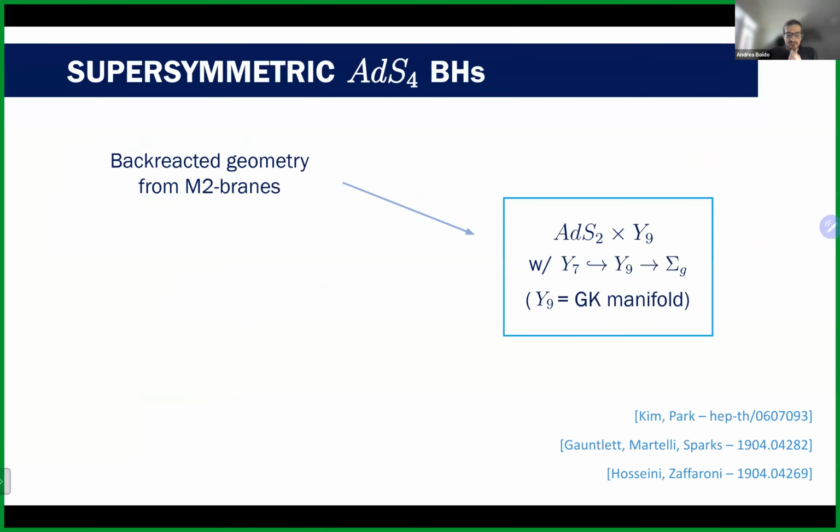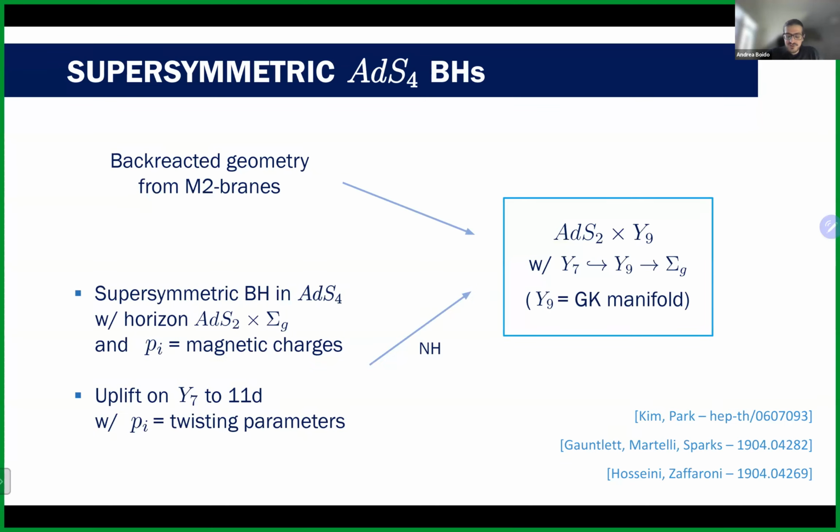All right, as I told you already at the beginning, you can make the branes backreact on the space, and the geometry you end up with is this AdS2 cross Y9, where Y9 is a fibration of a Y7 over the Riemann surface. And Y9 is also what is called the GK manifold. Again, you don't need to know precisely what that is. I'm going to say a few things later maybe, but it's just for those who know.